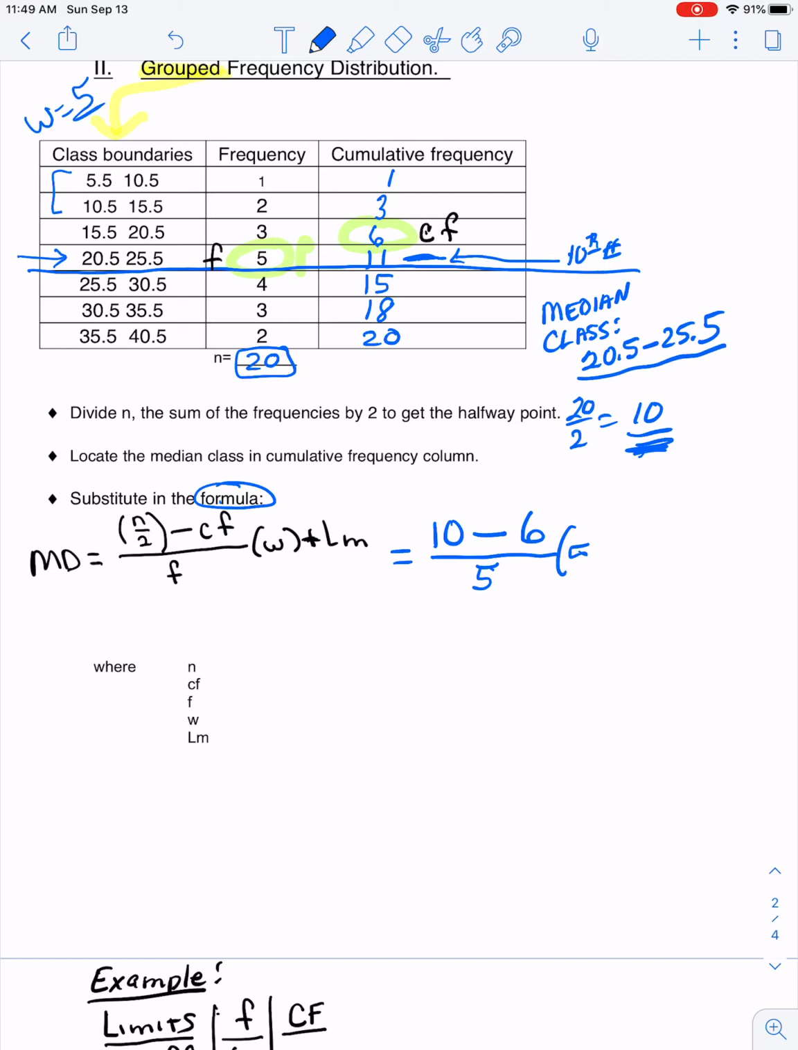So we're going to multiply by 5. And then you add the LM. This is the lower boundary. It always has to be a boundary number, the lower boundary of the median class. Okay, so the lower boundary number is this one right over here, this 20.5. Okay, so we're going to add 20.5.